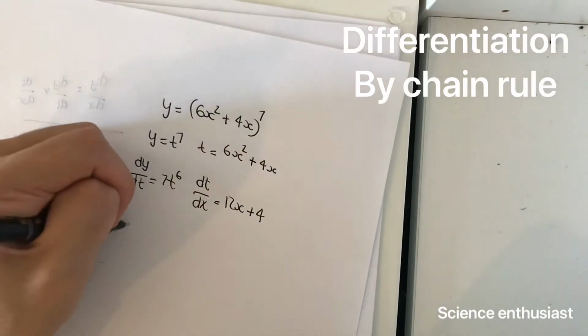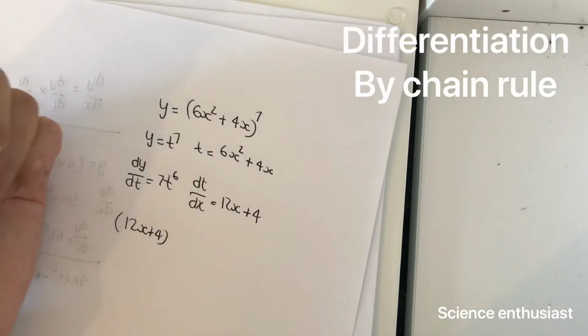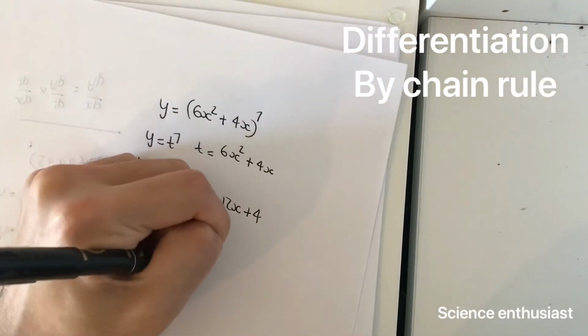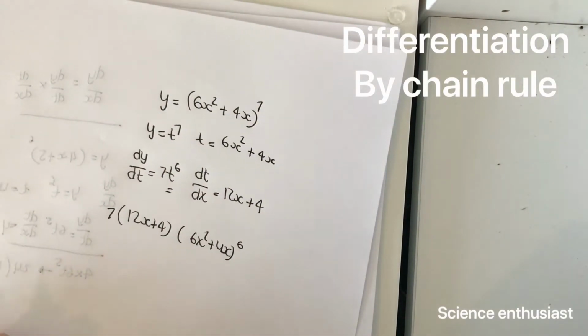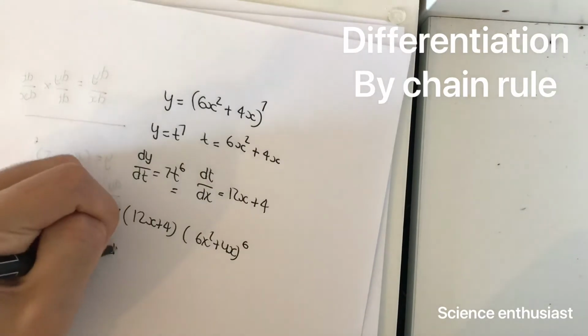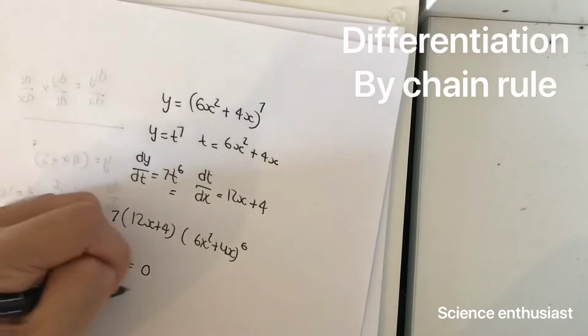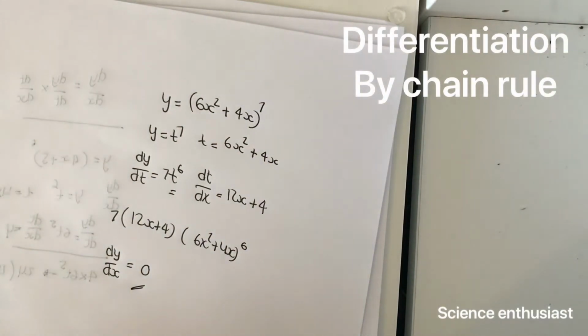And now we know to multiply this dt over dx by dy over dt by the chain rule. So you would get (6x squared + 4x) all to the power of 6. And from here we can be asked to find out the gradient at a specific point, or even to find stationary points. By stationary points, what they mean is we must set dy over dx equal to 0, and any corresponding x values would give the points on the curve where the gradient is 0.